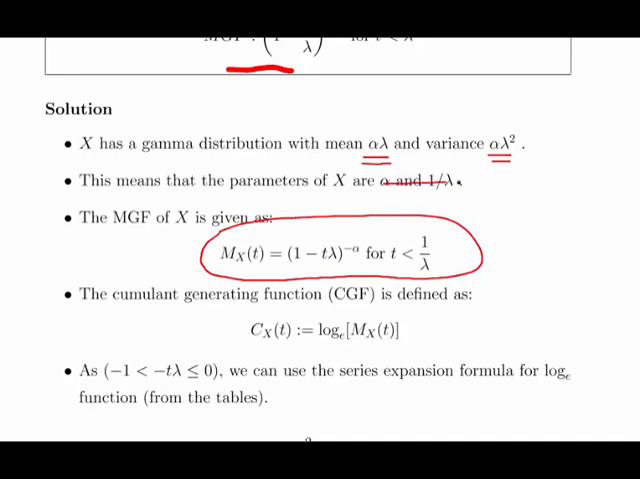You can disregard that. I explained that already: it's the type 1 specification. Now, that's the moment generating function of x for this case here. But what we need is the cumulant generating function, the CGF. And it's the natural log of that expression there. So it's the natural log of 1 minus t lambda to the power of minus alpha.